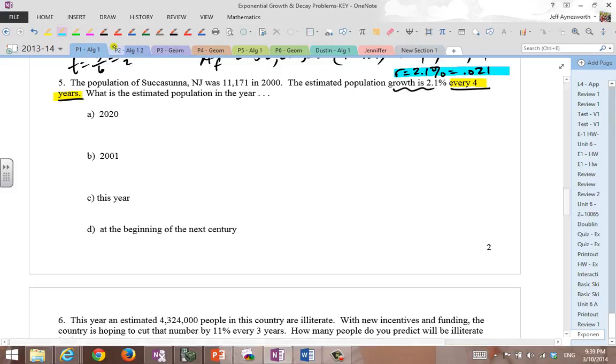So already, I know my growth rate right here. I know my time period right here in year 2000. This is going to be my A sub I, my starting amount. In the year 2000, this is my reference year. The question is, how many years have gone by from 2000 to 2020? So 2020 minus 2000, 20 years have gone by, all right?